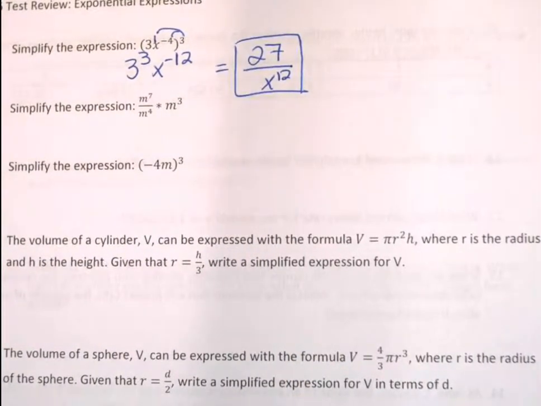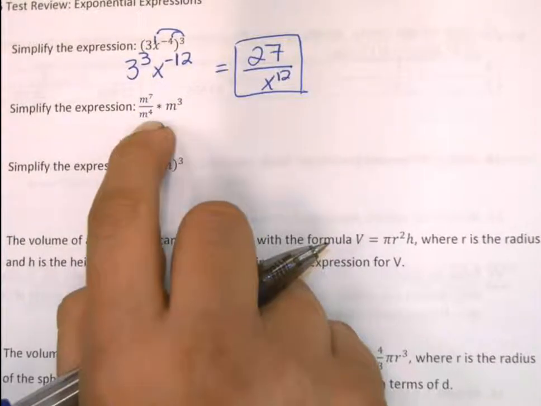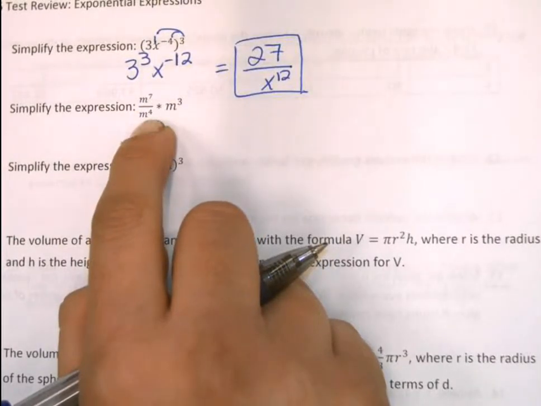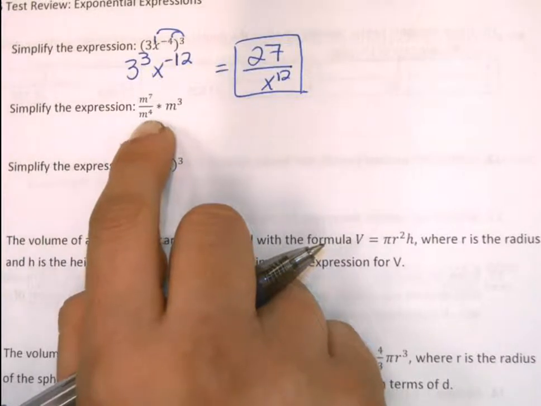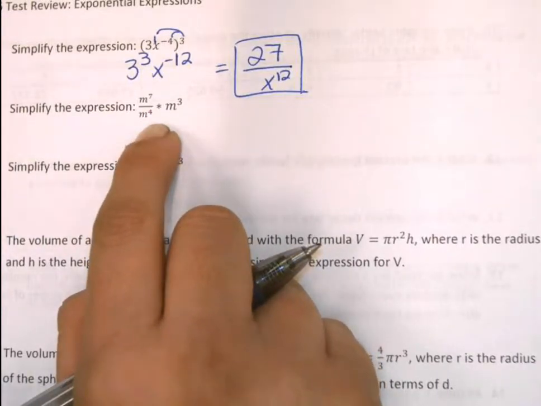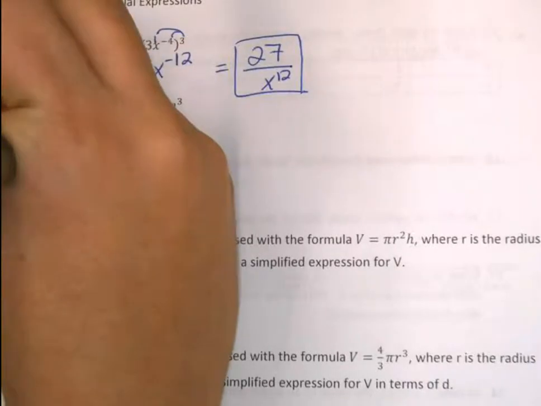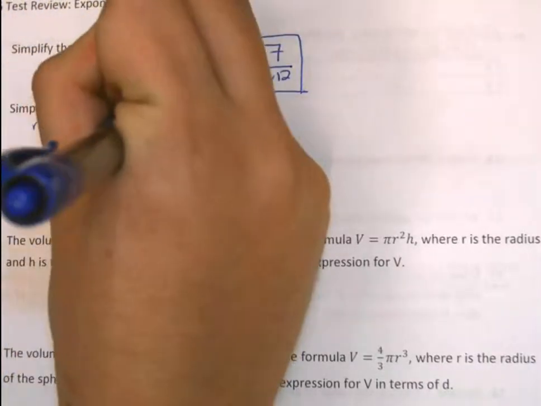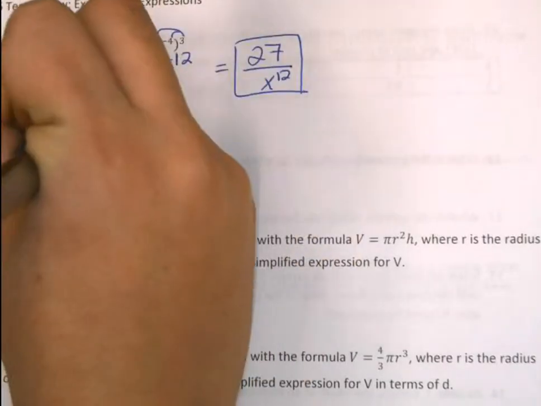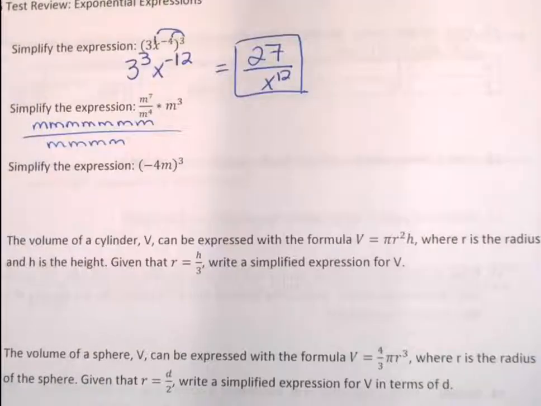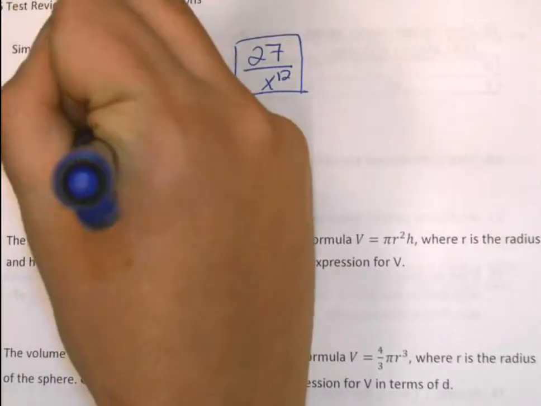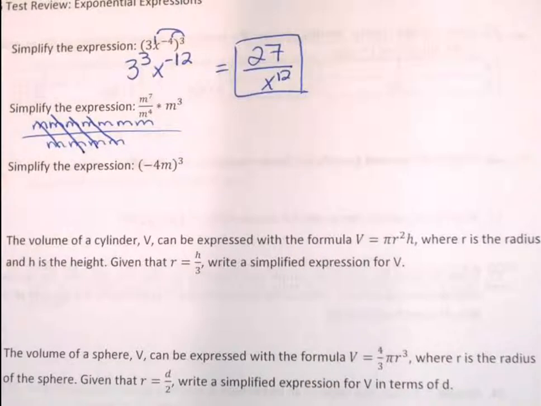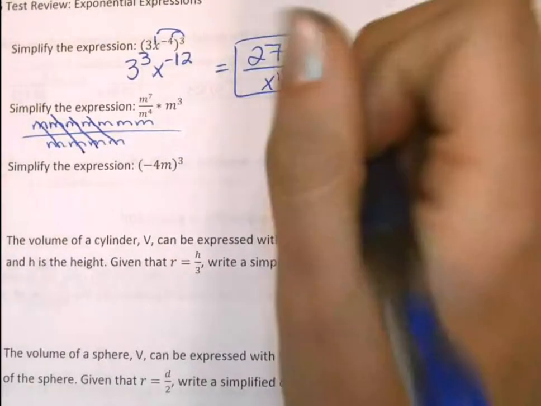On number 2, I start off by subtracting my 2 exponents, because whenever I'm dividing variables with the same base with different exponents, I subtract them. Because in reality, I have 7 m's on the top and 4 m's on the bottom. So I cancel out all of the ones that are on the top and the bottom, and I'm left with 3 on the top, so 7 minus 4 is 3.